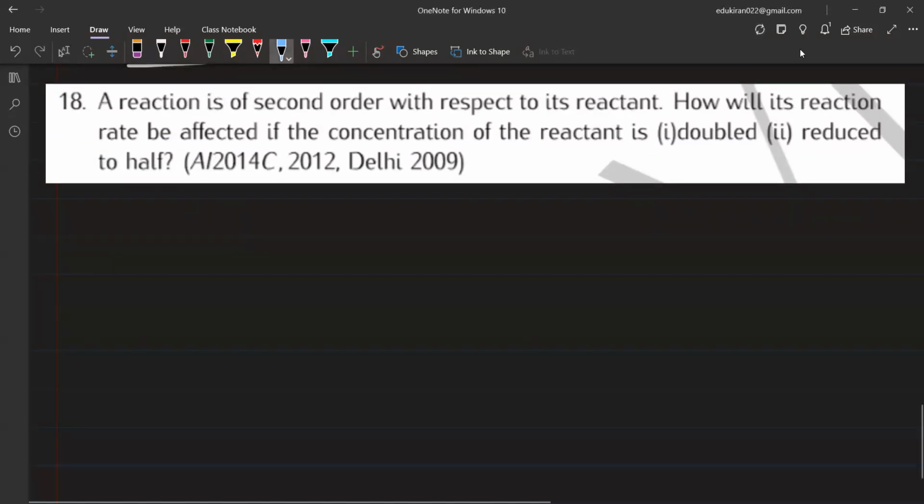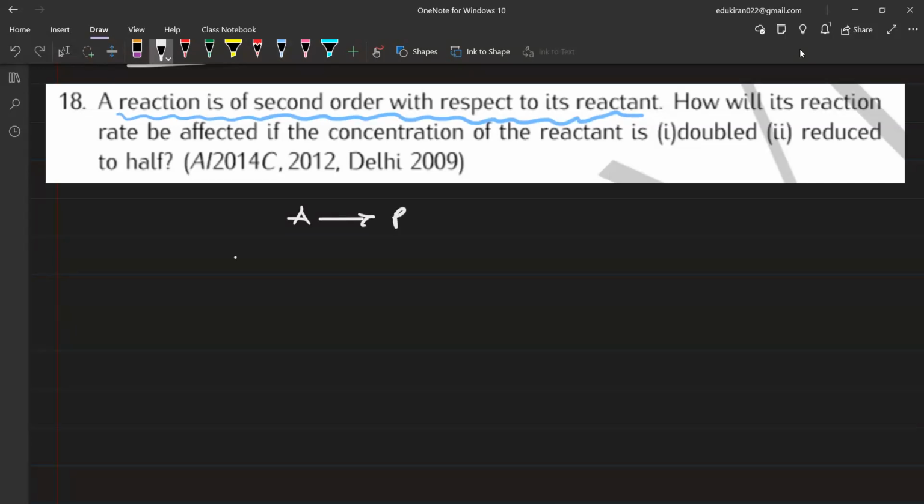Now, this is very important. A rate of reaction is second order with respect to its reactant. That means some reaction is happening. A is giving you some product. And the rate is equal to K into the concentration of A. And what is the power? Tell me, guys, what is the power according to the question? What is the order of the reactant according to the question? 2, so A square.